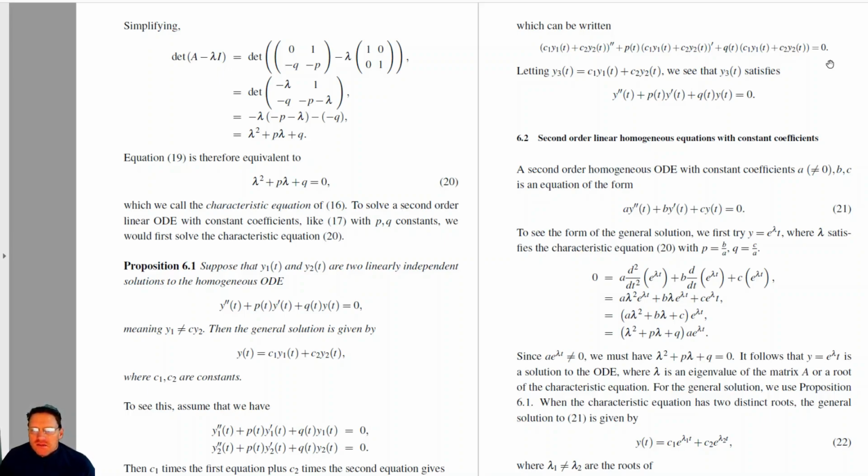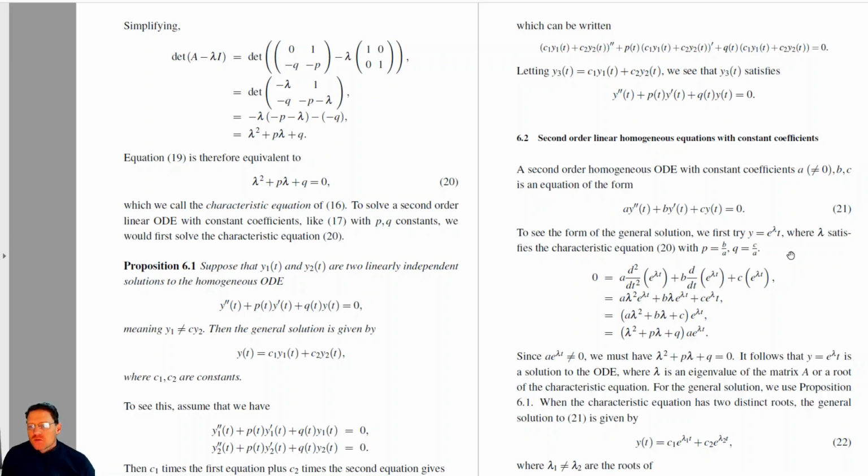To see the form of the general solution, we first try y equal to e to the lambda times t, where lambda satisfies the characteristic equation 20 that we got from eigenvalues, with p being equal to b over a. So we're just taking equation 21 and dividing throughout by a, so that we have y double dash plus a constant times y dash plus a constant times y equals 0. And let's just call those P and Q, just so that it matches equation 16 with the right hand side being 0, because we're looking at homogeneous equations.